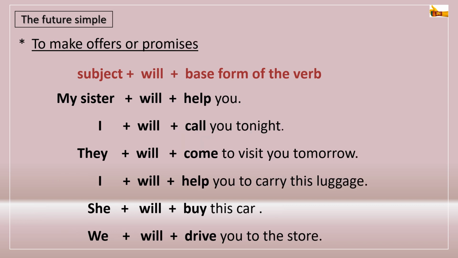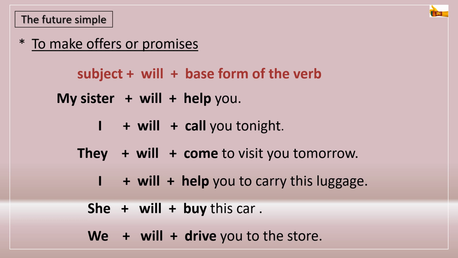We can also use the future simple tense to make offers or promises. My sister will help you. I will call you tonight. They will come to visit you tomorrow. I will help you to carry this luggage. She will buy this car. We will drive you to the store.